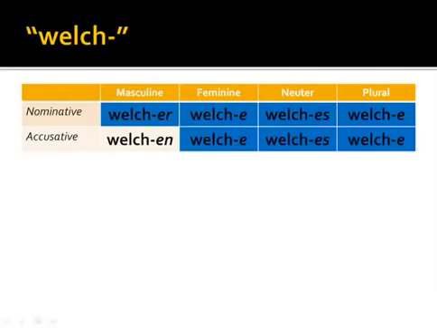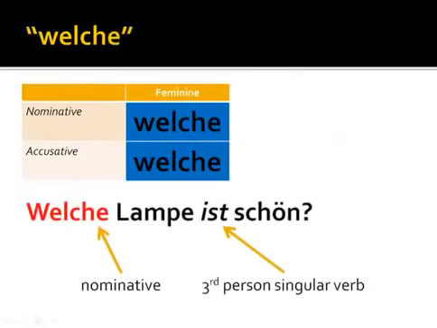So let's take a closer look at using dies and welch in a German sentence. Let's start off with welch first, since I'm asking a question and I could respond with dies. Welche Lampe ist schön? Which lamp is beautiful? Now, let's take a look at that sentence. I know that Lampe is feminine. I know that its definite article is die Lampe.